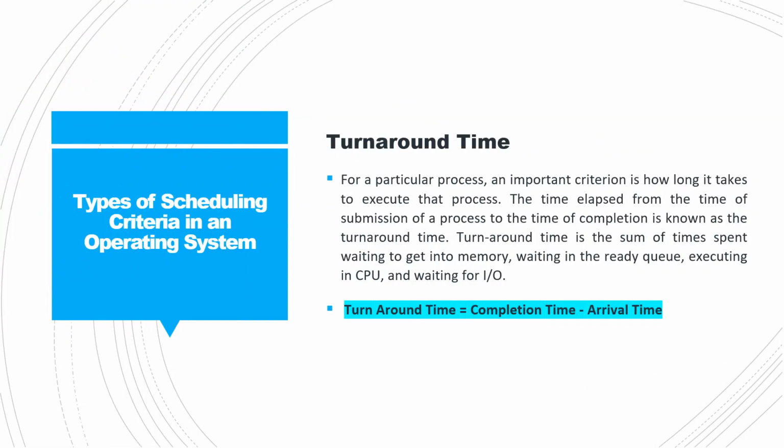Next, turnaround time for a particular process. An important criterion is how long it takes to execute that process. The time elapsed from the time of submission of the process to the time of completion is known as turnaround time. The formula of turnaround time is equal to completion time minus arrival time.